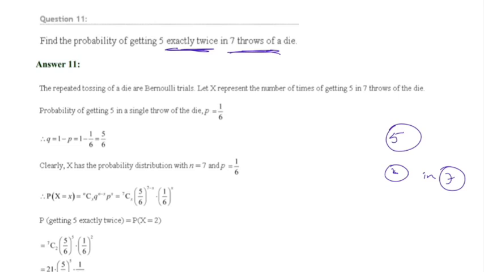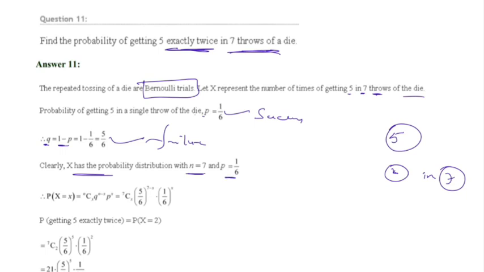So let's see the solution. The repeated tossing of a die is nothing but Bernoulli trials, as we already know. So X represents the number of times of getting 5 in 7 throws of the die. The probability of getting 5 in a single throw of a die is 1 by 6. So q equals 1 minus p, which is 1 minus 1 by 6, that is 5 by 6. So p is success and q is failure, right? So clearly X will have a binomial distribution with n equals 7 and p equals 1 by 6 and q equals 5 by 6.